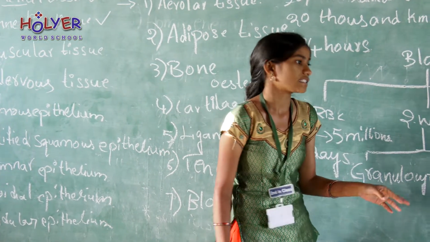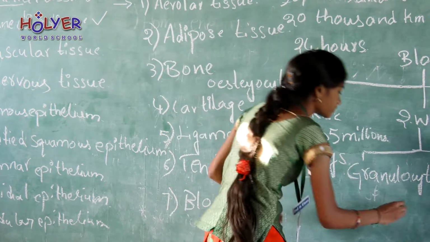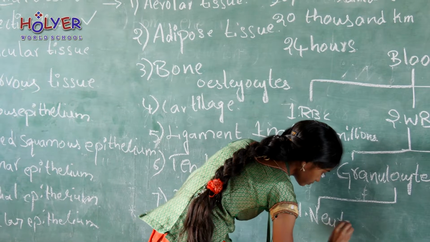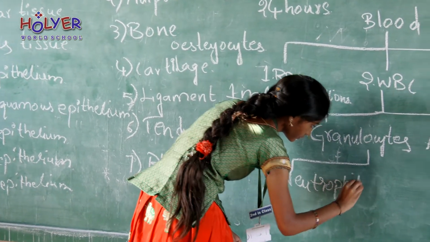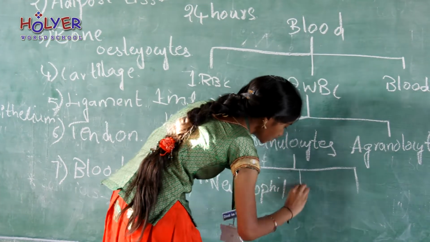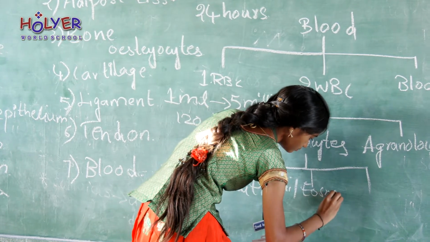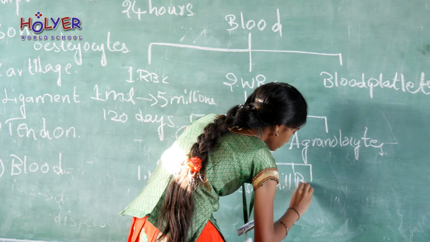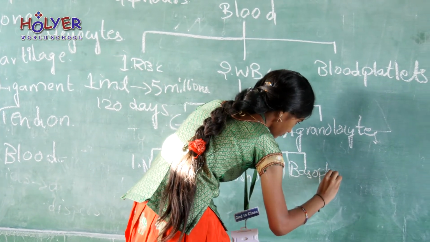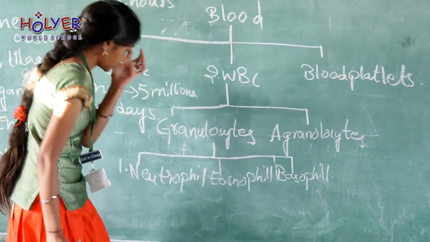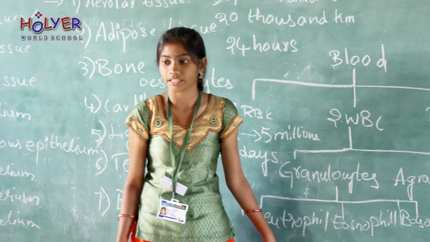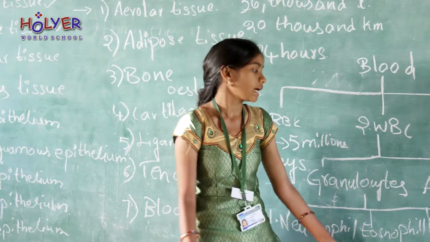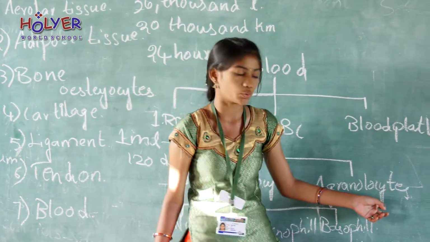The granulocytes are further divided into three types. The first one is neutrophil, the second one is eosinophil, and the third one is basophil. The first line of defense against bacteria is the neutrophil, and hence these are also known as microscopic policemen. And coming to the agranulocytes, these are divided into two further types.